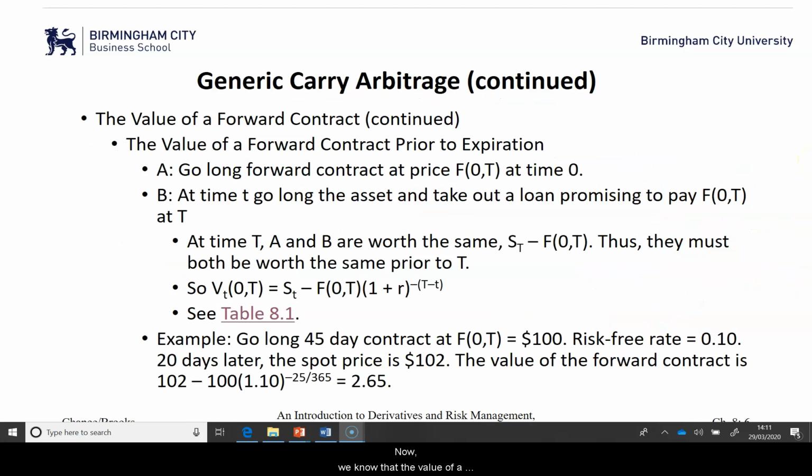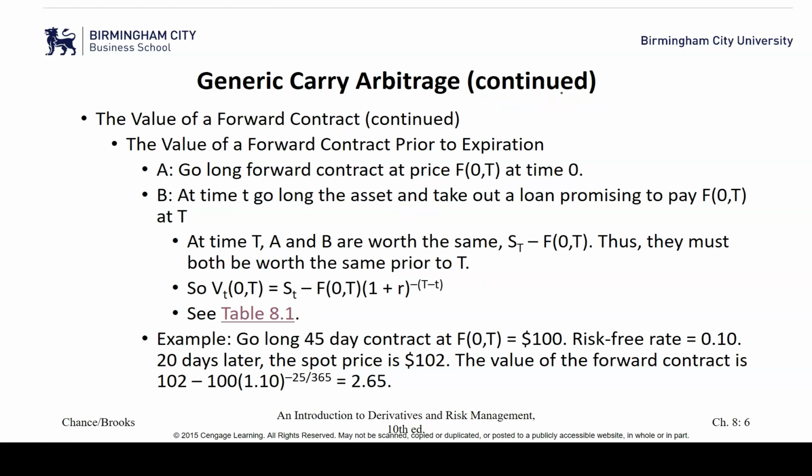Now, we know that the value of a forward contract at the beginning will always be zero, and we just learned the value of a forward contract at expiration will be the difference of the spot price at expiration and the forward price. Now we turn our attention to pricing the forward contract after it's initiated but before it expires. That is, if we just draw the timeline.